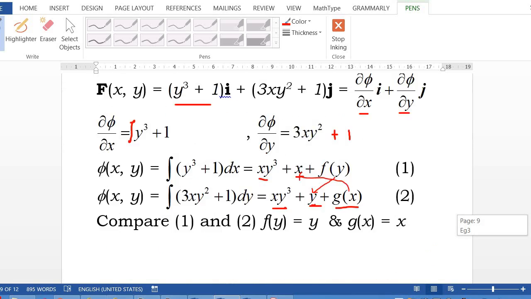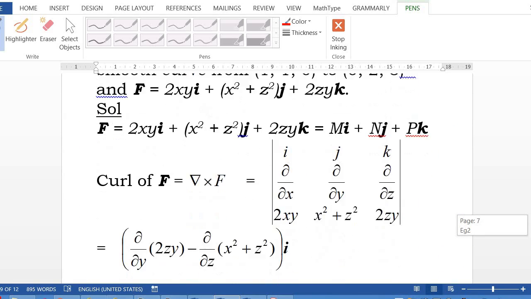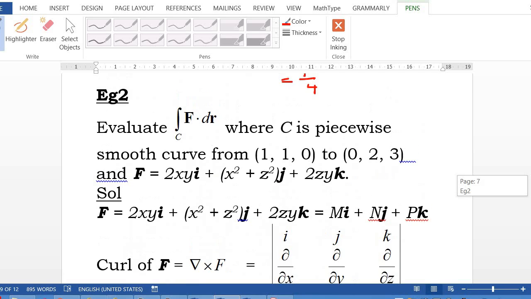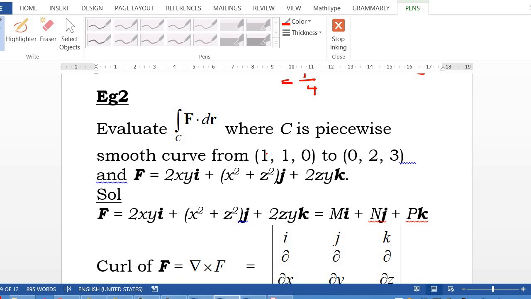Okay, I think just now I forgot to go into details on how we develop the curl of f in 3D. So I revise back here before we conclude what a conservative vector field is, the potential function phi, and independence of path. This is the second example, where f is three-dimensional and c is only a piecewise smooth curve from (1, 1, 0) to (0, 2, 3).